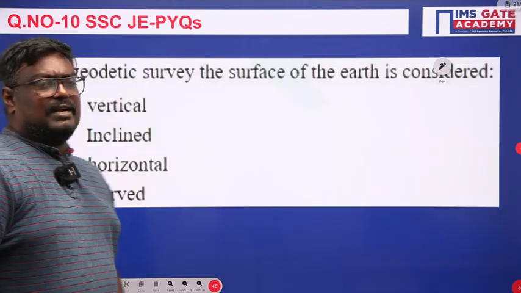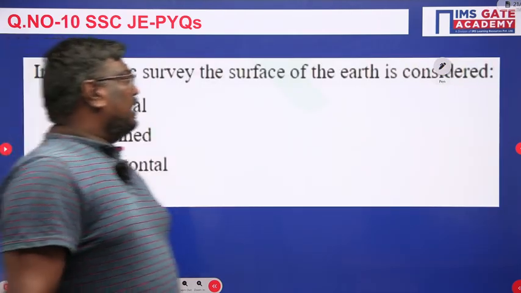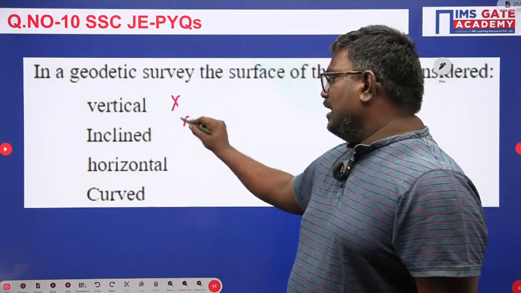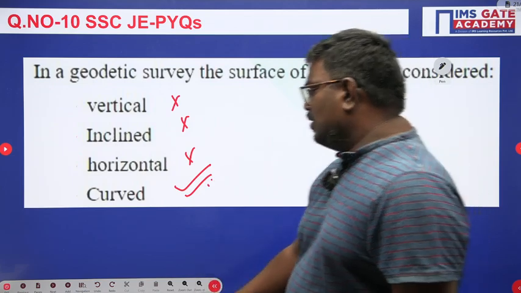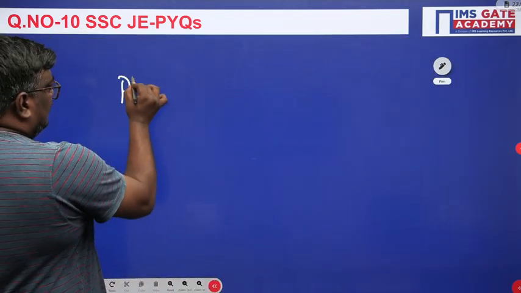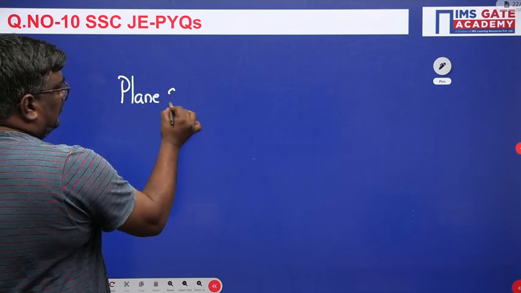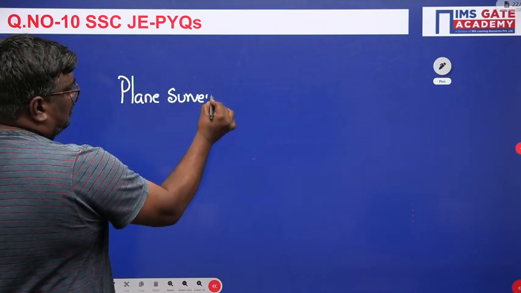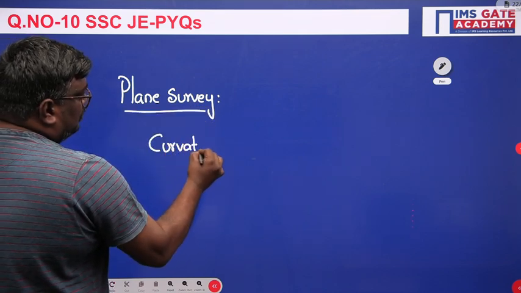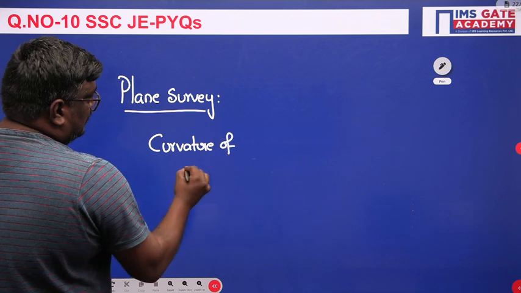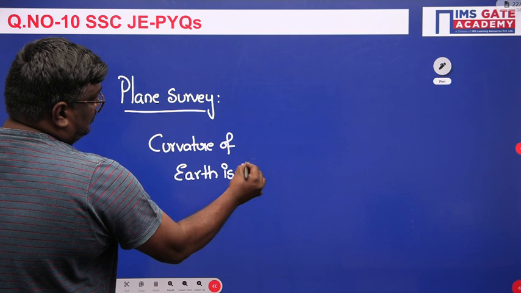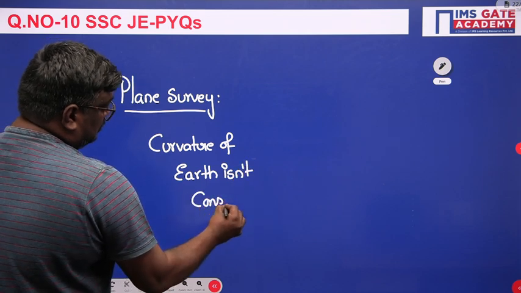Now in geodetic surveying, what is the surface of the earth considered? Vertical is absolutely wrong, inclined wrong, horizontal wrong, curved, yes. Now let me tell you here, see students, we have plane surveying. In plane surveying, the curvature of the earth is not considered. What, sir? In plane surveying, curvature of earth is not considered.